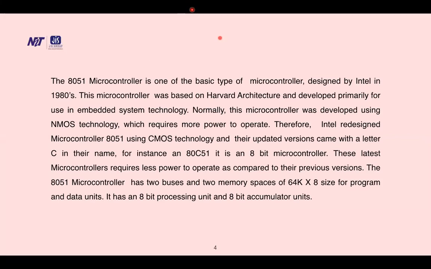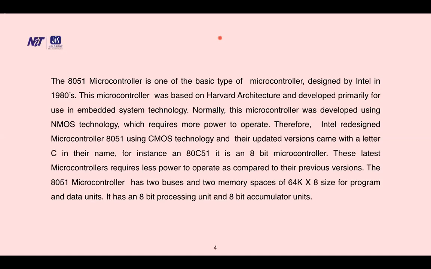The 8051 microcontroller is one of the basic types of microcontroller designed by Intel in the 1980s. This microcontroller was based on Harvard architecture and developed primarily for use in embedded system technology. Normally, this microcontroller was developed using NMOS technology, which requires more power to operate. Therefore, Intel redesigned microcontroller 8051 using CMOS technology, and the updated versions came with a letter C in their name.